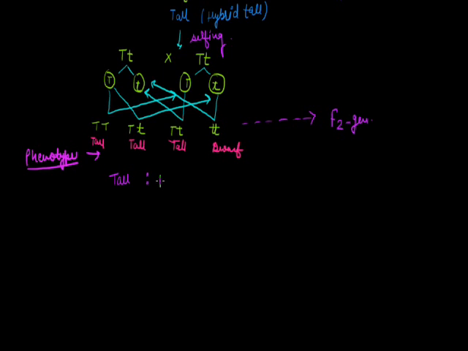So these are expressed as tall and dwarf. Tall ratio dwarf, that is 3:1. 3 tall and 1 dwarf.